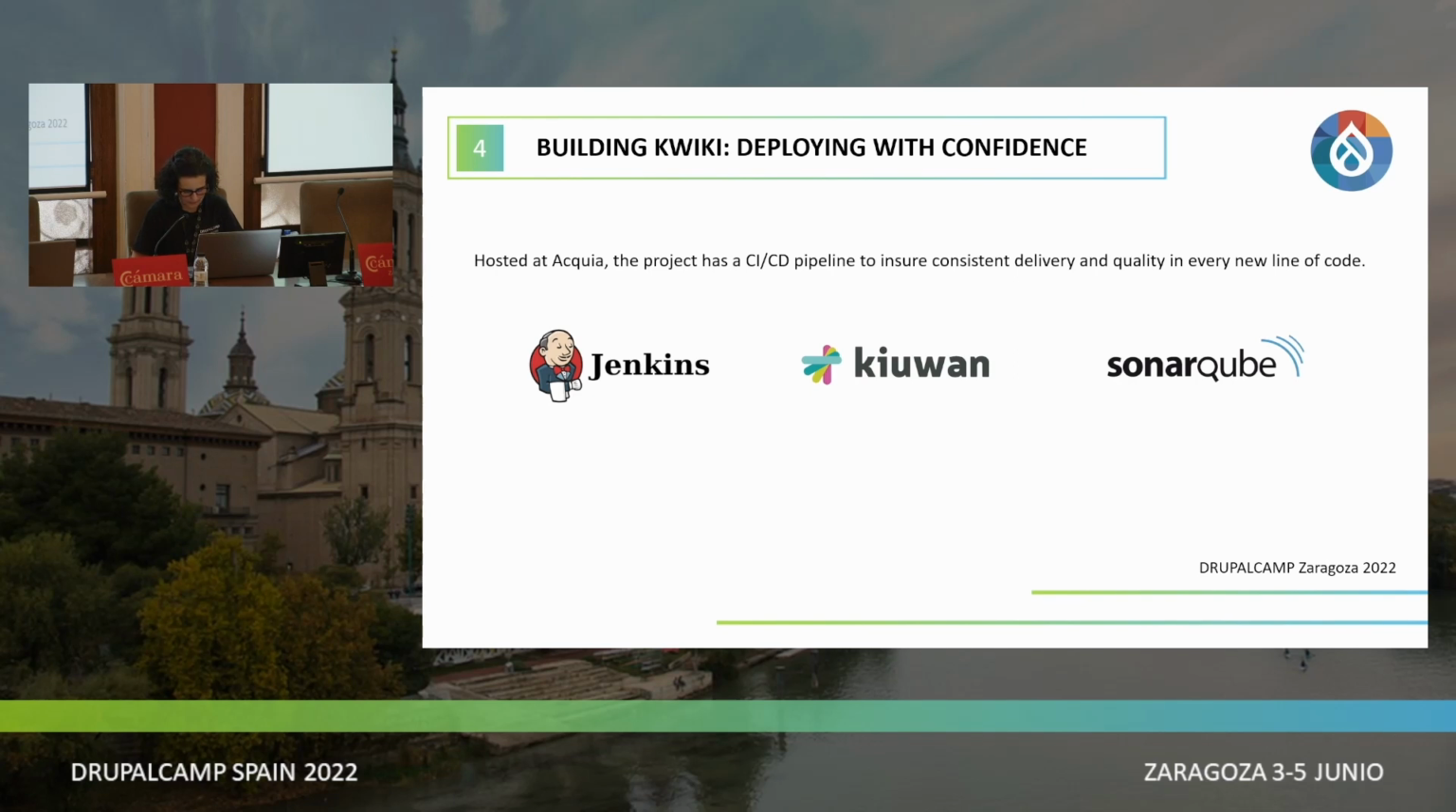In terms of DevOps, we have Qwiki hosted at Acquia. The project has a CI/CD pipeline to ensure consistent delivery and quality in everything new. The pipeline is set up in Jenkins, and we have integrated analysis with Q1 for code security and SonarQube for code quality.